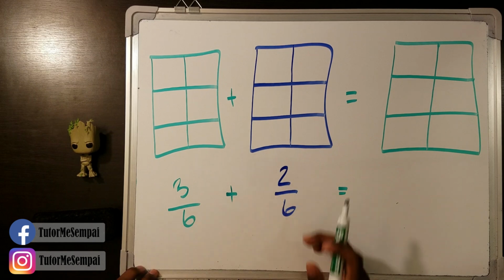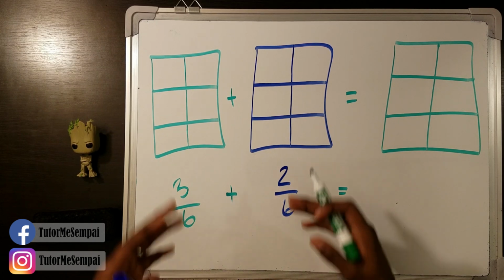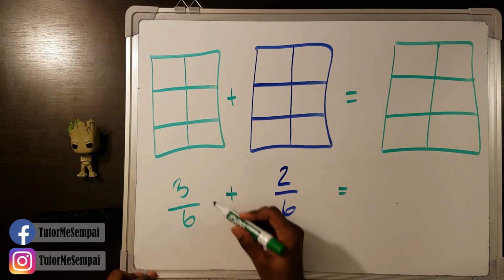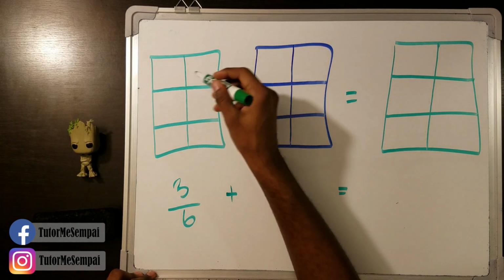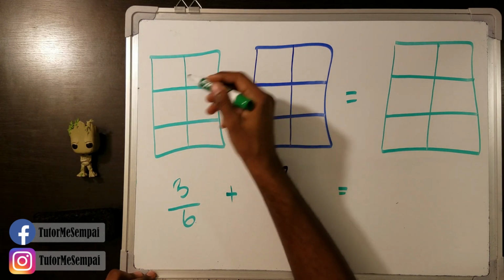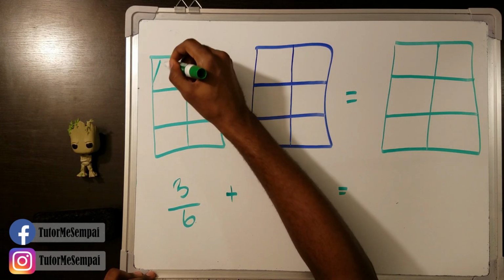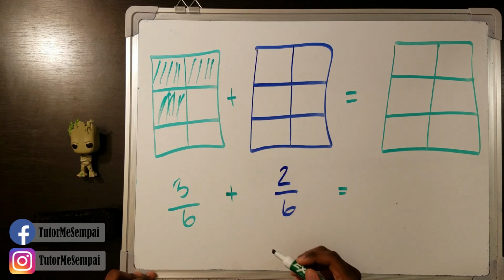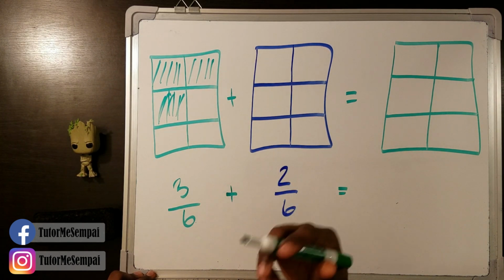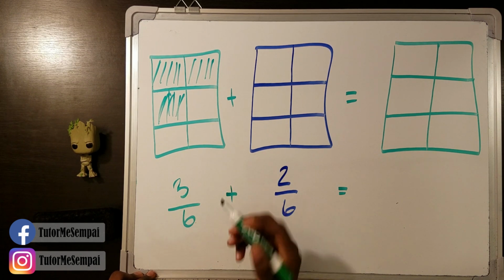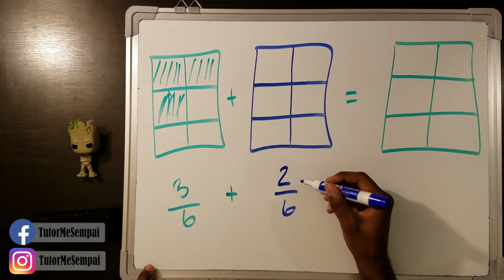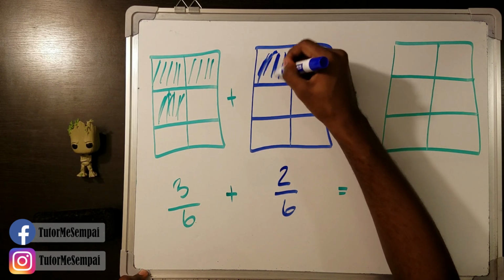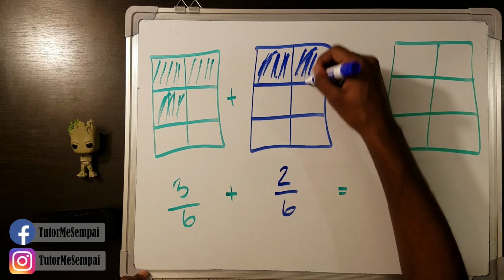So let's say we have these 2 fractions that we're trying to add. Let's denote what these fractions look like with our boxes up top. So 3 over 6 means that we have 3 shaded boxes out of the 6 total boxes. So we're going to shade 3 of these boxes, and we're going to leave the other 3 unshaded. We have 3 out of 6 shaded. How about this one right here? 2 out of 6. Well, we have 2 shaded out of the 6 that are here.